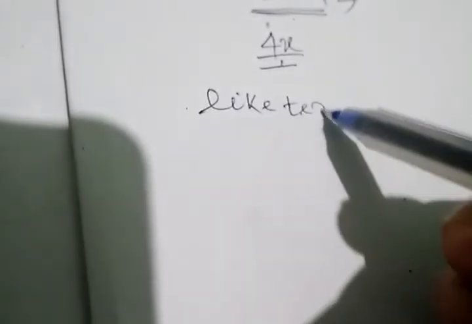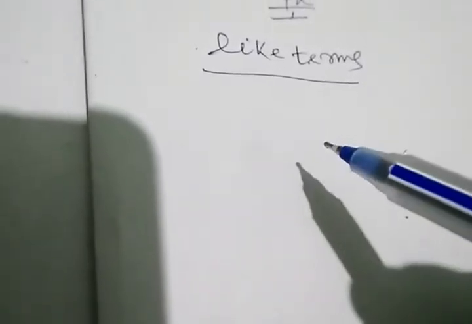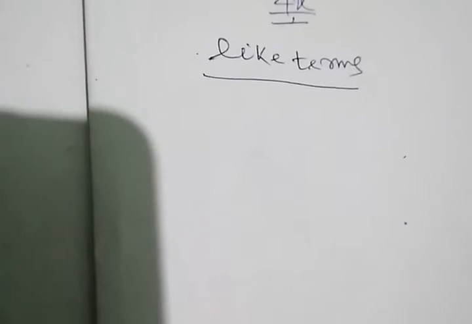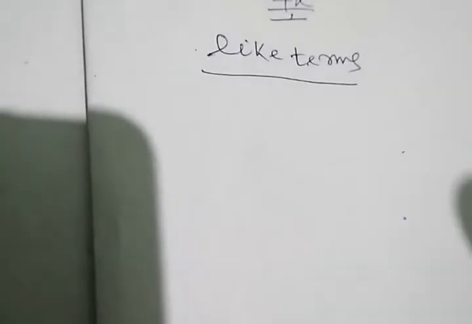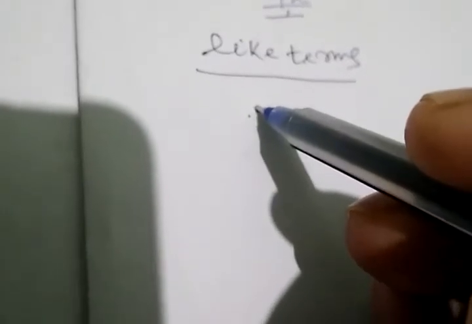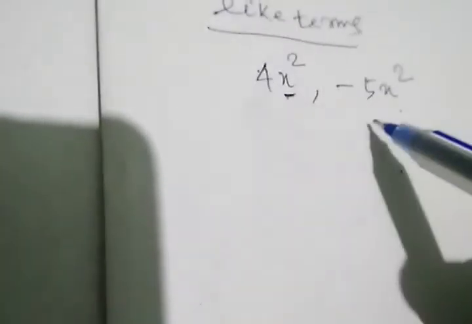Then after that you come to like terms. What do you mean by like terms? You might have seen that in a polynomial there are some terms having the same variable with the same exponent. Suppose you see here 4x square and minus 5x square. You see here variable is x and here variable is x.